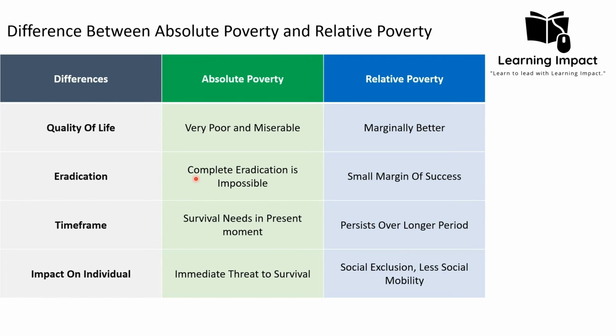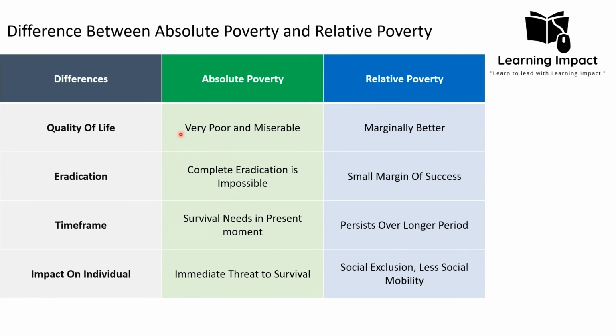Then how can we eradicate absolute and relative poverty? For absolute poverty, complete eradication is impossible, because mostly it is the extreme level of poverty. But in the case of the relative one, there is a small margin of success where eradication is concerned, because it's focused on the distribution of income evenly. If we start distributing the income evenly, relative poverty can be overcome. But in the case of absolute poverty, we need a lot of struggle, effort and resources to make people able to meet their basic needs.